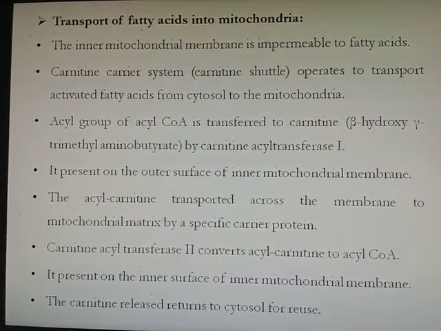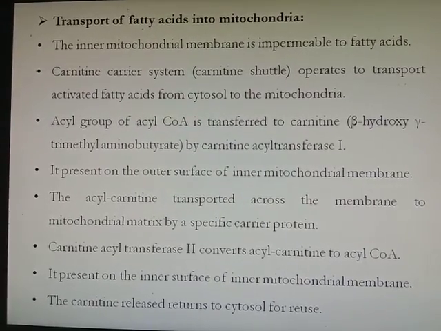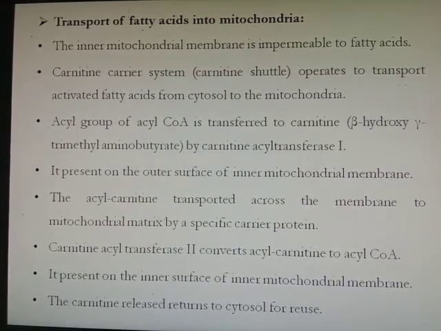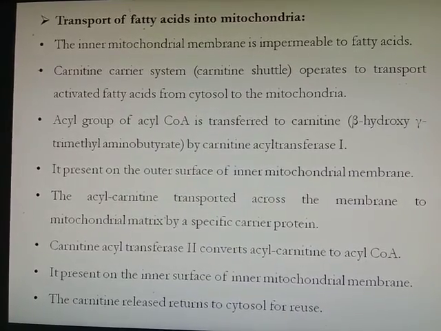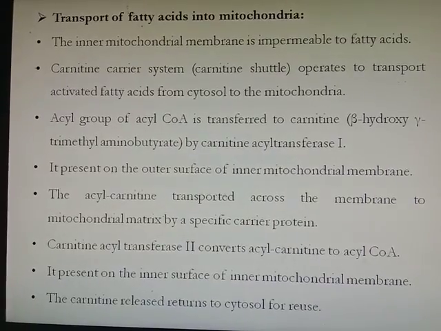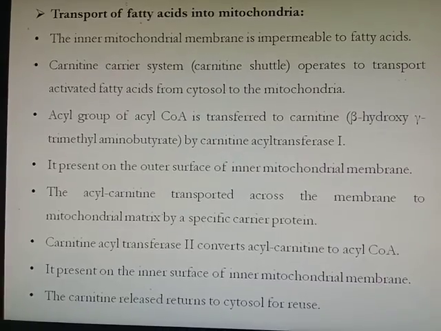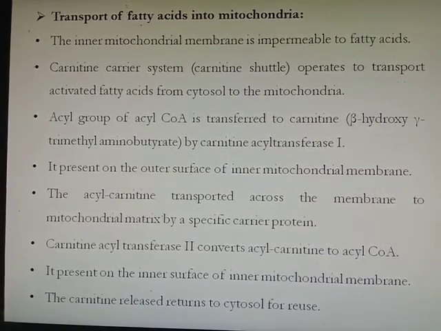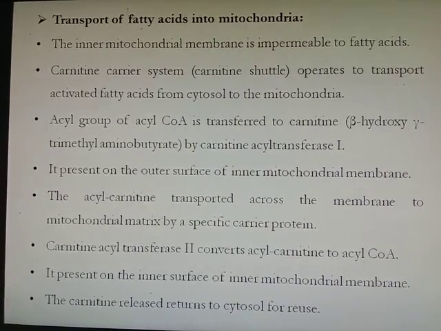This responsibility is taken by the carnitine carrier system, also called the carnitine shuttle, which operates to transport activated fatty acid from cytosol to the mitochondria. In the first step, the fatty acyl group from fatty acyl coenzyme A is transferred to carnitine, also called beta hydroxy gamma trimethyl amino butyrate, by carnitine acyl transferase.